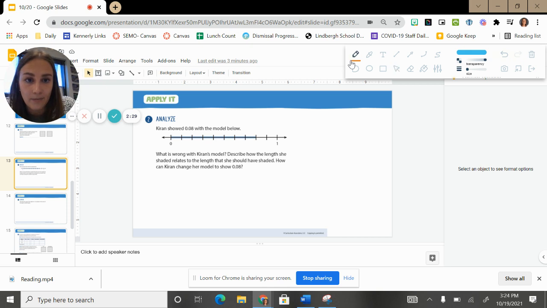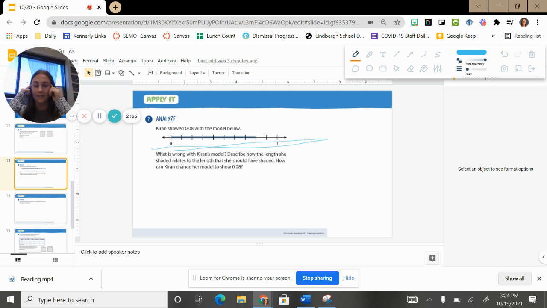The next problem that you're doing is analyzing this problem. Kieran showed 8 hundredths with the model below. What's wrong with Kieran's model? Describe how the length she shaded relates to the length that she should have shaded. How can Kieran show her model to show 8 hundredths?